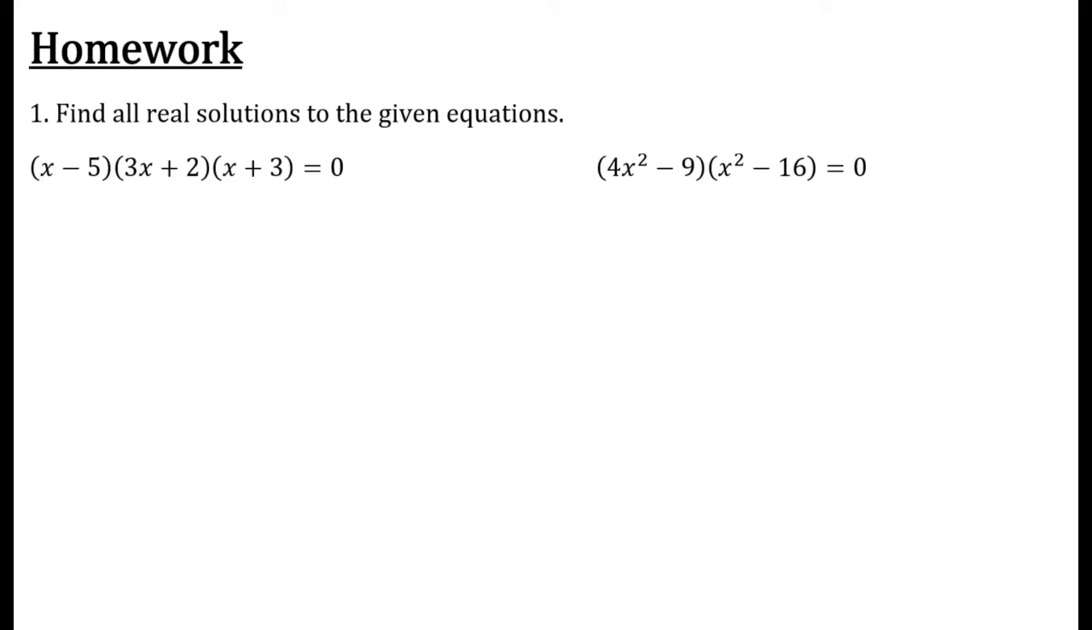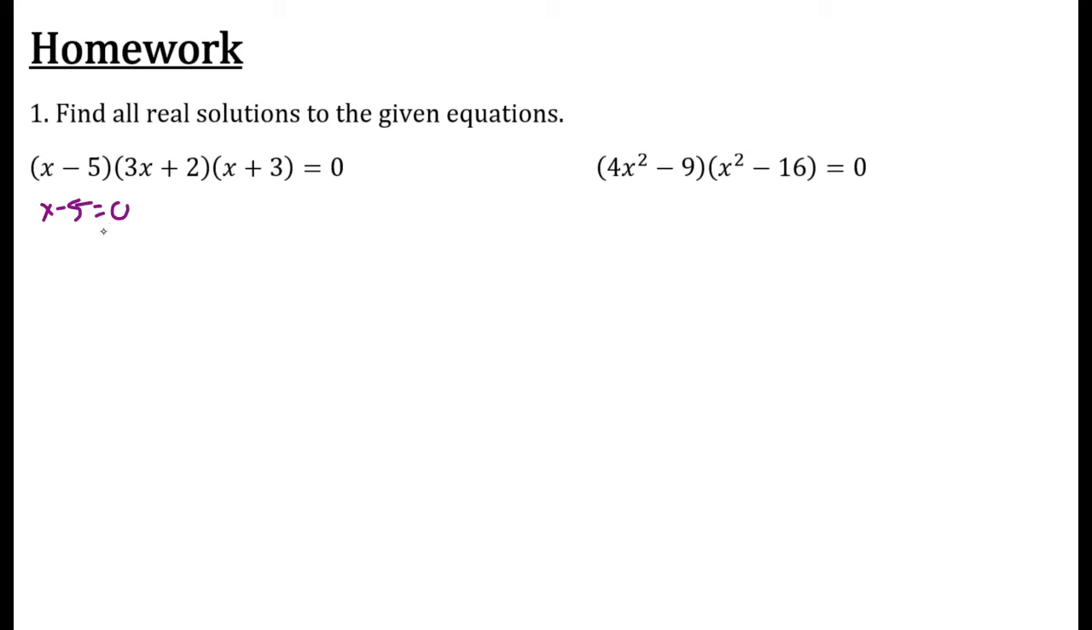So number one, find all real solutions to the given equations. So our goal is make sure it's equal to 0, make sure it's factored, then apply the zero product property. So find all real solutions. So number one, it's set equal to 0, check. Is the polynomial factored? Well, it is. So what we do is we set each piece equal to 0.